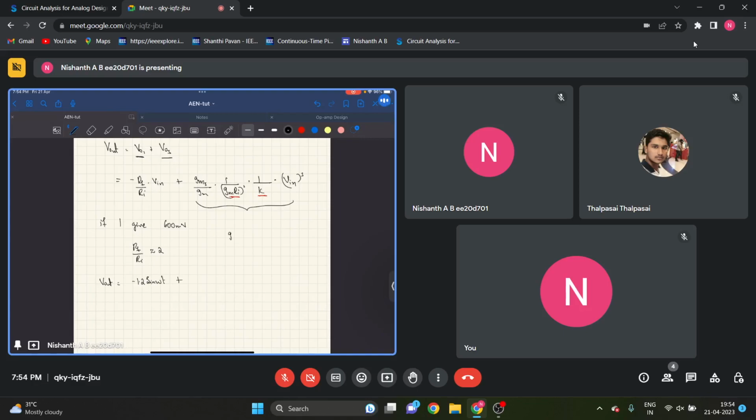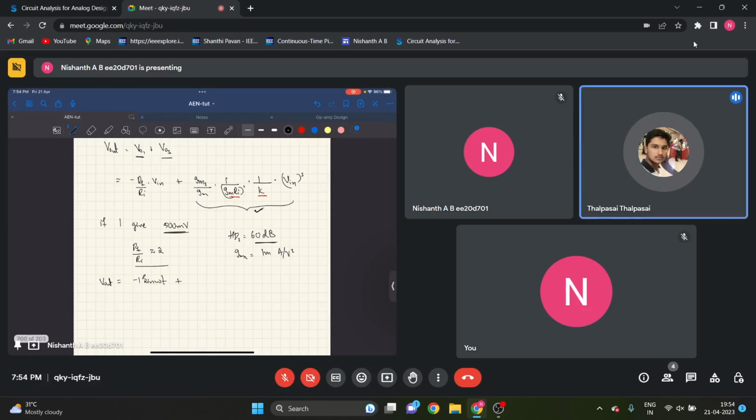let's say GM, I want HD3 of 60 dB, right? Let's give this 500 millivolt then. So this will be minus 1 sine omega t, correct? If I give a 500 millivolt sine and RF by RI is 2. Yes, sir. Let's say GM3 is 1 milliampere per volt cube. So if I want 60 dB of HD3, what should this term be?